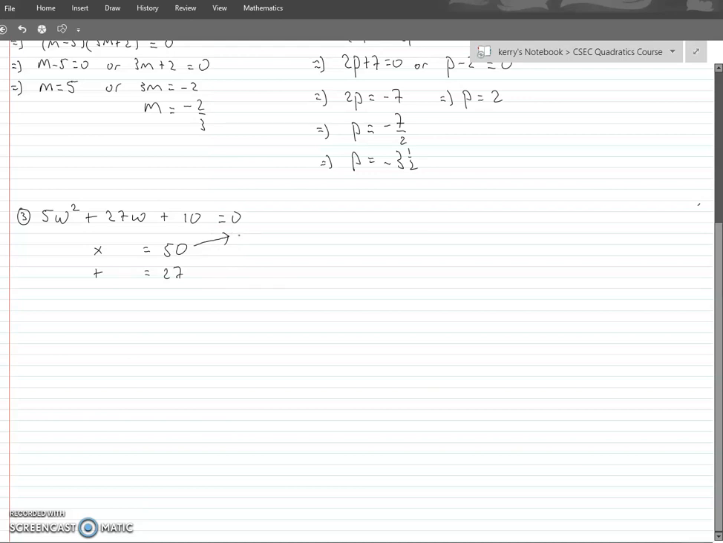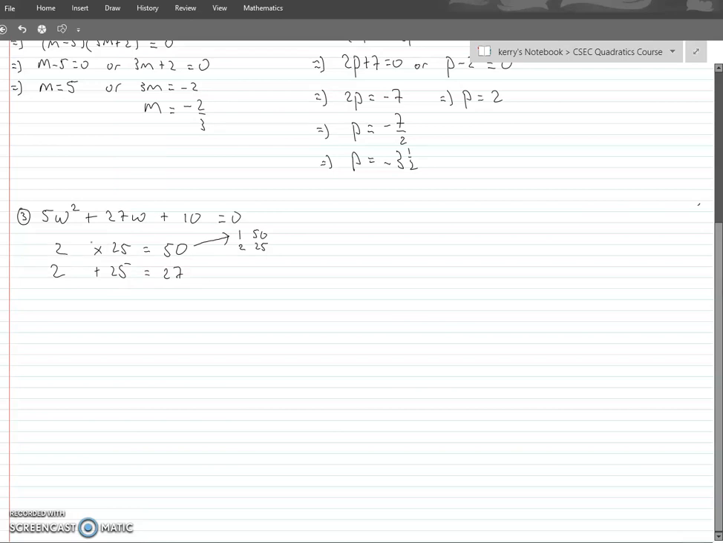Think about your factors of 50. 1 by 50, no, that can't add or subtract to give you 27. 2 by 25, that could add or subtract to give us 27. And in this order, 2 plus 25 or 25 plus 2, it doesn't matter, right? So 2 and 25. Good.